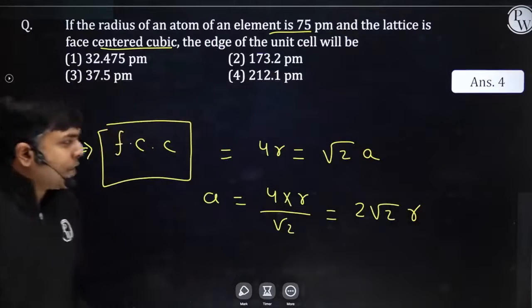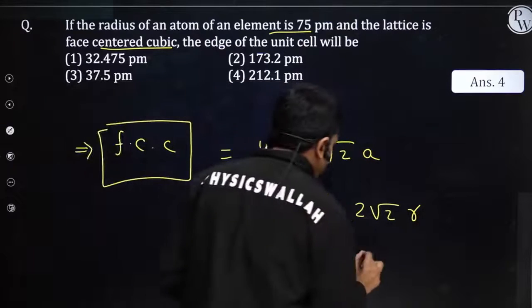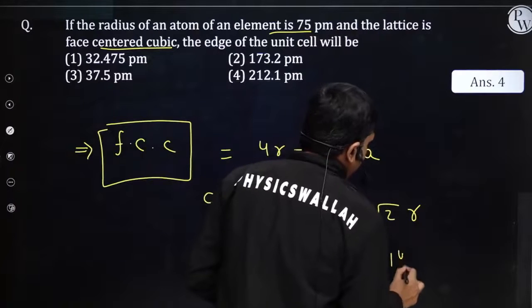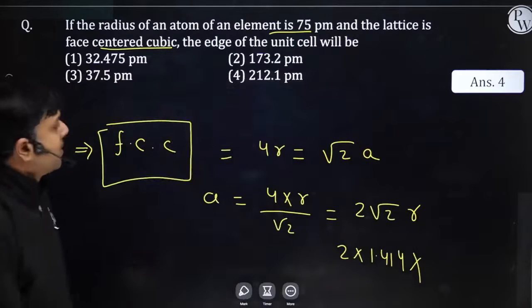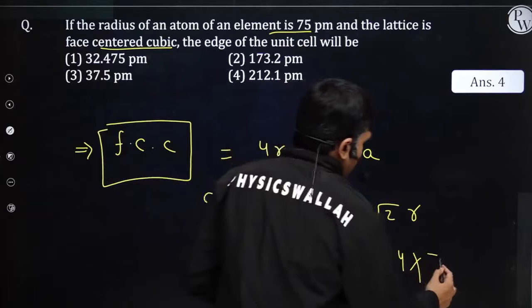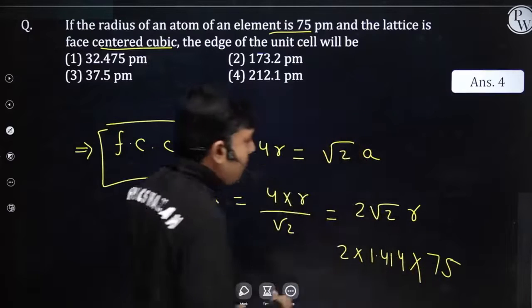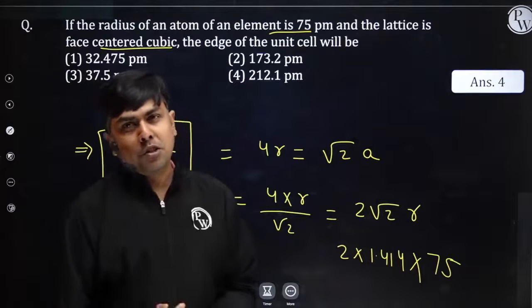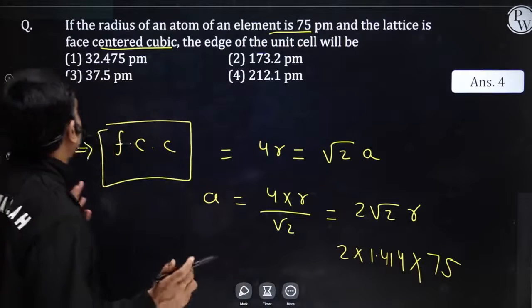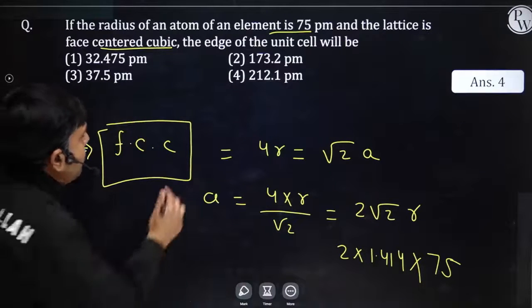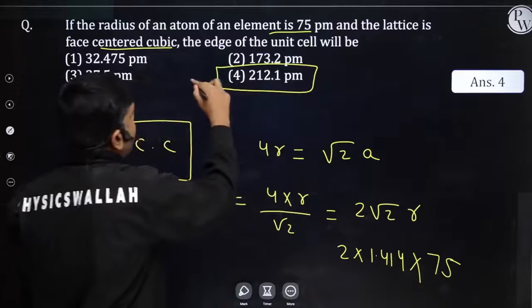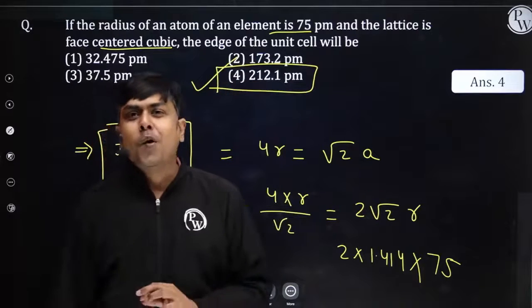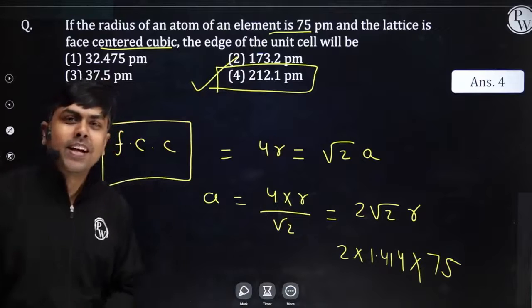Am I clear? 2 into 1.414 into R. And what's the radius? It's 75. So 75 into 2, 150, 150 into 1.4. It's close to 210, approx. 210, 212. Yes, fourth is the right answer, students. I hope you understood this one also. Let's move ahead.